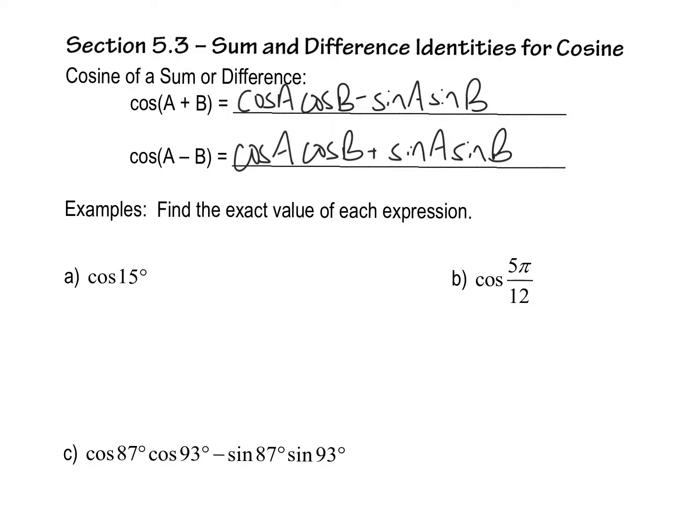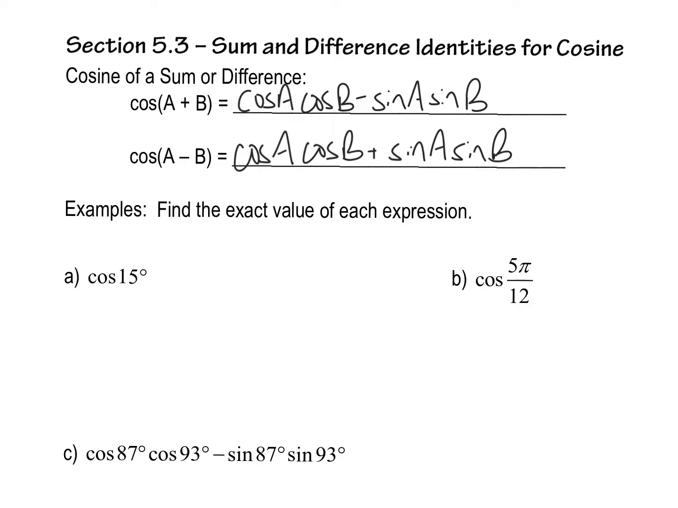Hey guys, today we've got section 5.3. So we have a couple more formulas that are going to be added to the back of your unit circles, and these are sum and difference formulas for cosine. What I want to draw your attention to here is the way that these are a little bit tricky.